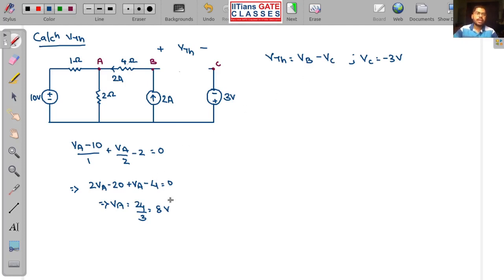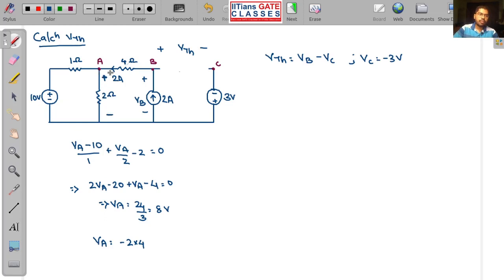So if VA is your 8 volt, now what can I do? What can I do? Let me assume this is my VB. So look very carefully. I am applying KVL from this point. Okay, KVL from this point. So it will be what? VA is equal to what? Minus 2 into 4, because I am moving from this direction. Okay, I am moving from this direction. So this is my VA.